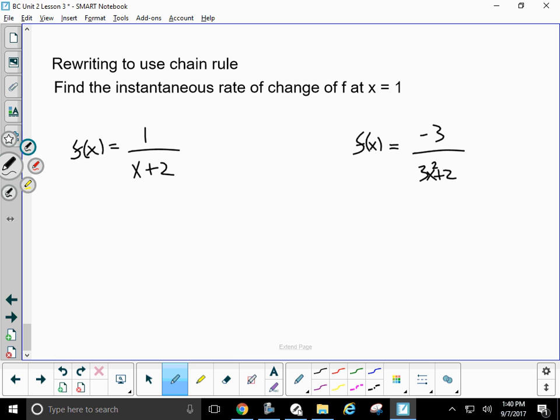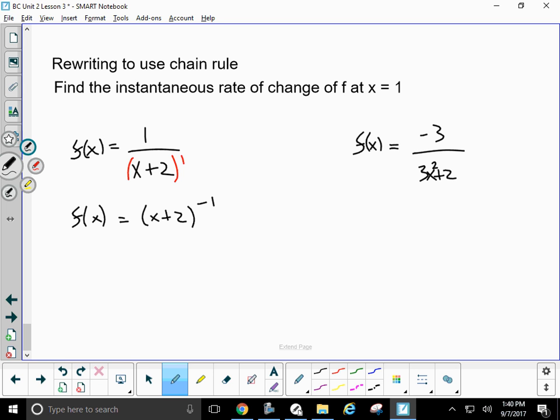It might be easier. Okay? So I want to find the instantaneous rate of change of this function at 1, so I'm going to have to take the derivative. Watch what I can do. I can put this denominator in parentheses and take it to the first power. Oops, I worked ahead of myself. To the negative first power. And I could rewrite this as just x plus 2 to the negative first power.